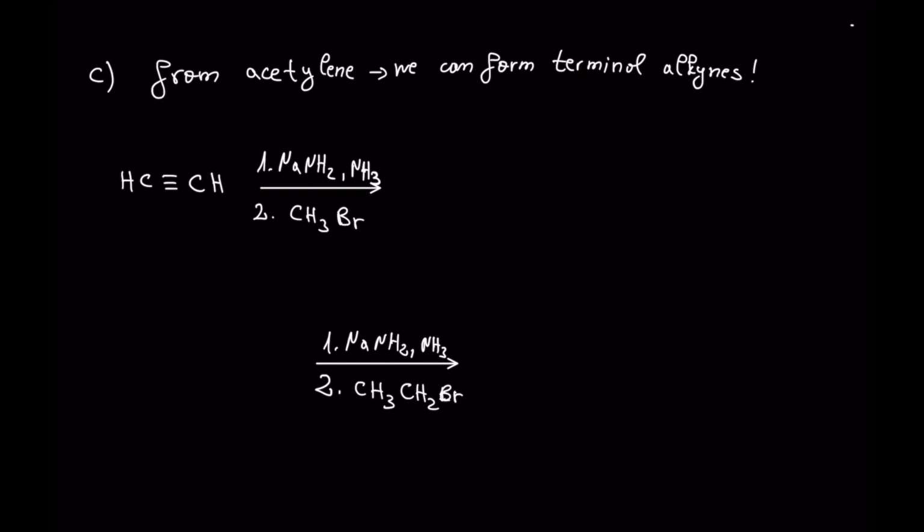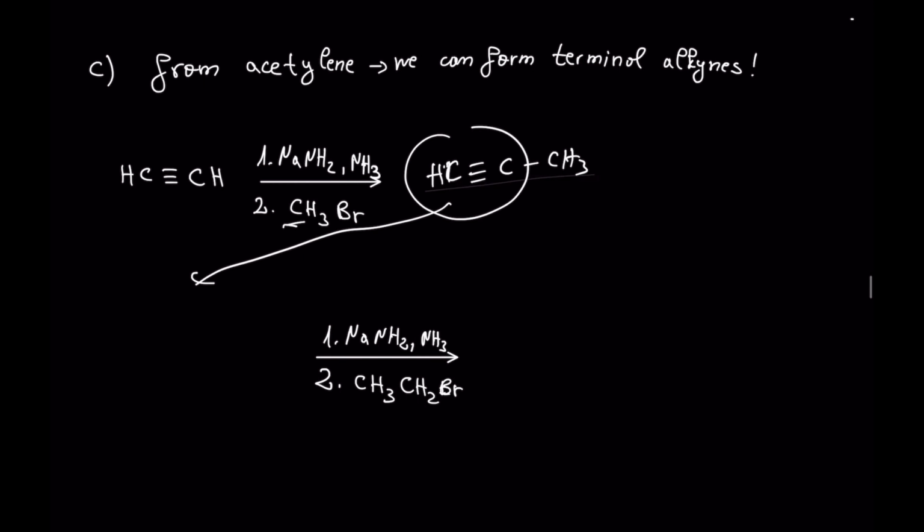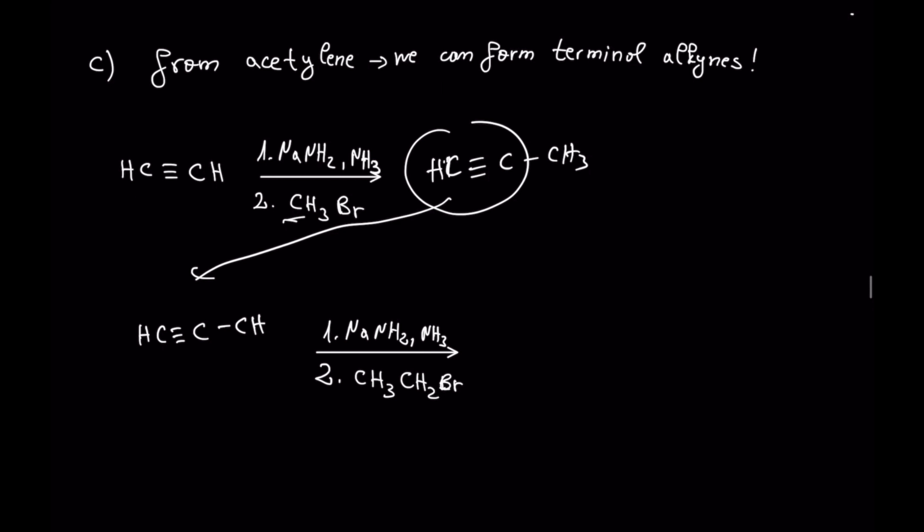From acetylene, we can form the terminal alkynes. So from this one, we can form this alkyne, which is a terminal alkyne. It doesn't matter how many carbons you have here, and we can continue adding to this product and adding more carbons. Okay, we add these 2 carbons here.